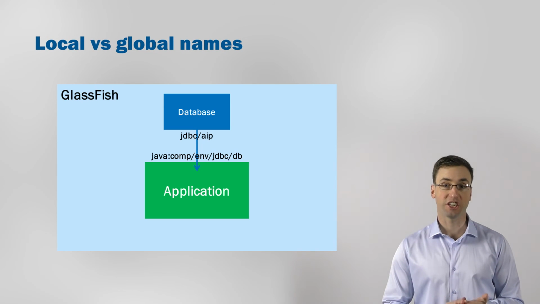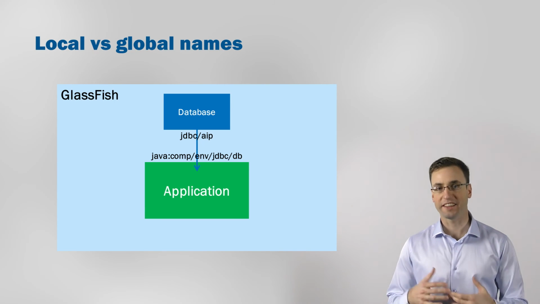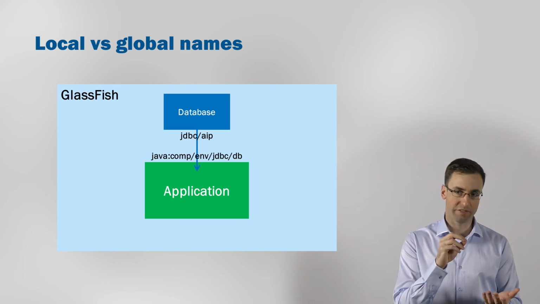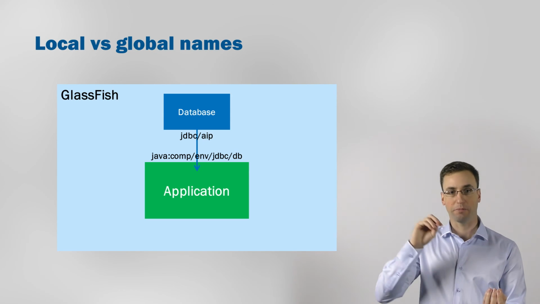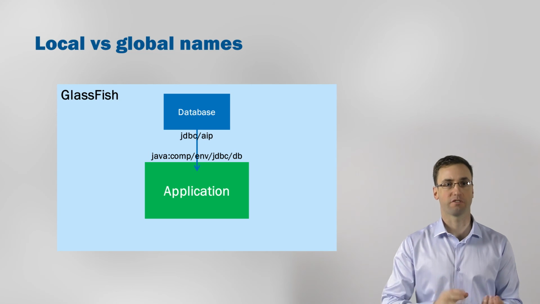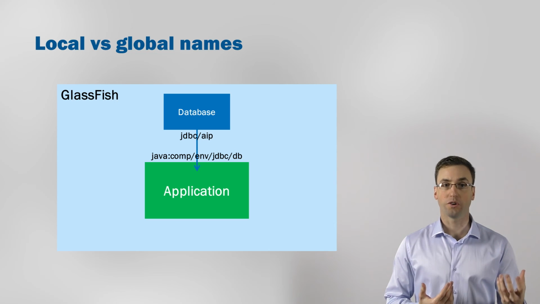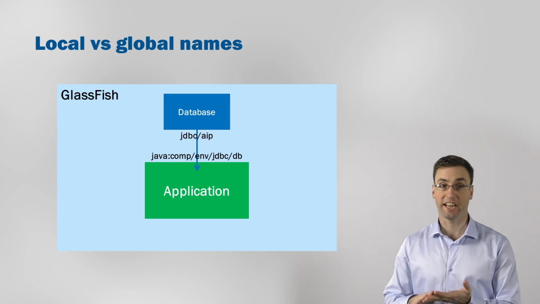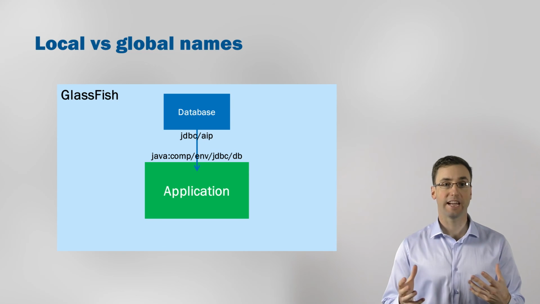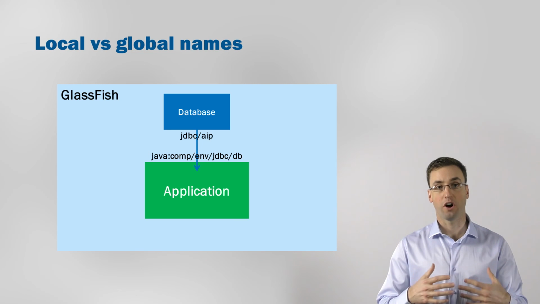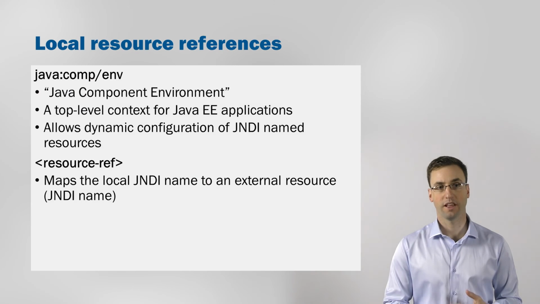It turns out that Java EE provides local JNDI names to solve this problem. Rather than needing to change the code, the application server refers to its resources by a local name. These local names are then mapped to global names by a deployment descriptor. So in this example, the application uses the local name java:/env/jdbc/jdb. And the application server maps this onto the global name of the JDB's resource, jdbc/AIP.